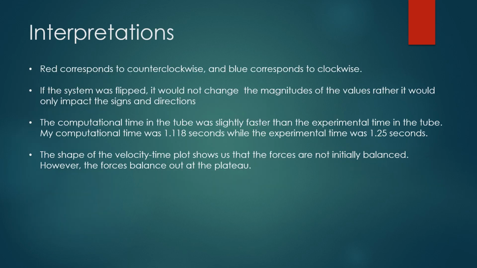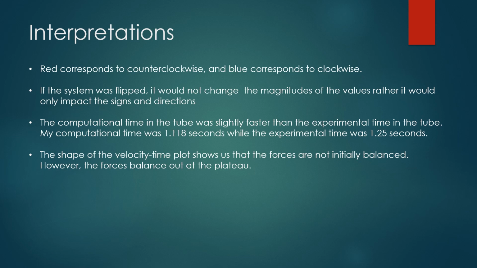Here are a couple interpretations. The red arrows correspond to counterclockwise, and the blue arrows correspond to clockwise. If the system was flipped, it would not change the magnitudes of the values; rather, it would only impact the signs and the directions. The computational time in the tube was significantly faster than the experimental time in the tube. My computational time was 1.118 seconds, while the experimental time was 1.25 seconds.